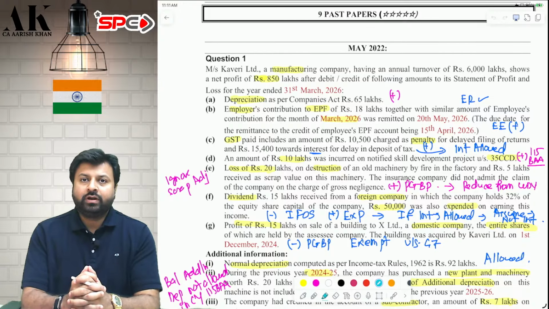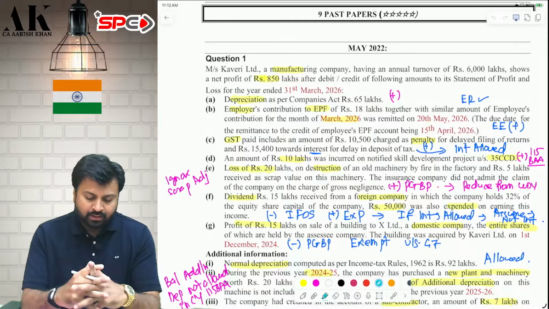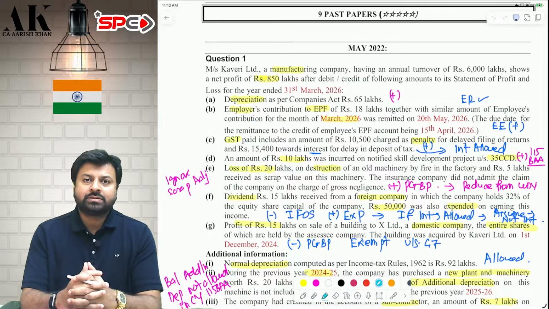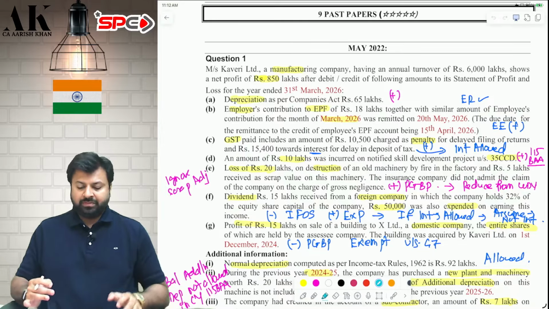Okay. So today we are going to start with our past paper compilations. 9 past papers compilations we are going to do, and after a few days, we are also going to do 8 MTPs. So that will make a total of 26 papers. The very first paper over here is the May 2022 paper. Let's start with the May 2022 paper.